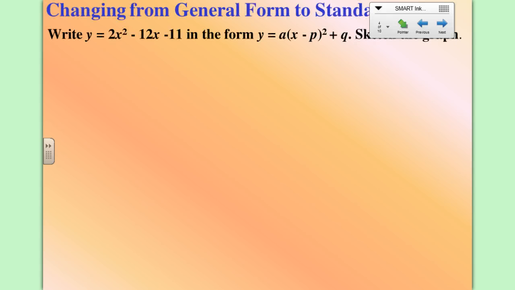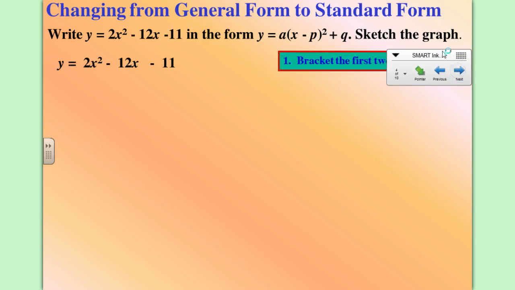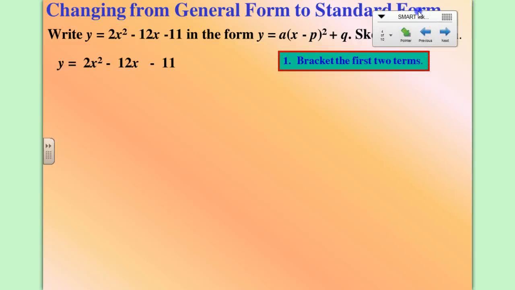Well, they're not all going to be that easy. Here's a little bit tougher one. This one is 2x squared minus 12x minus 11. Okay, sketch the graph of this. Completing the square. I remember, what was the first step? First step was to bracket the first two terms. So we're going to put it from general to standard. I bracket the first two terms.